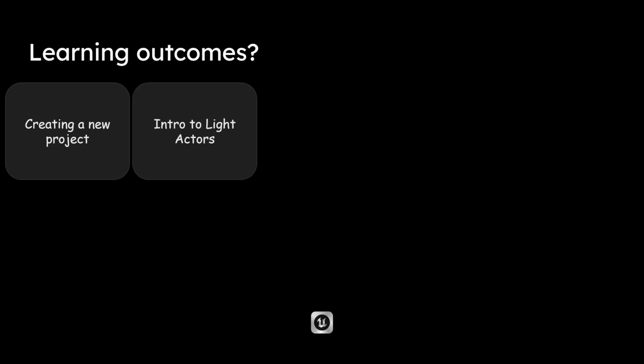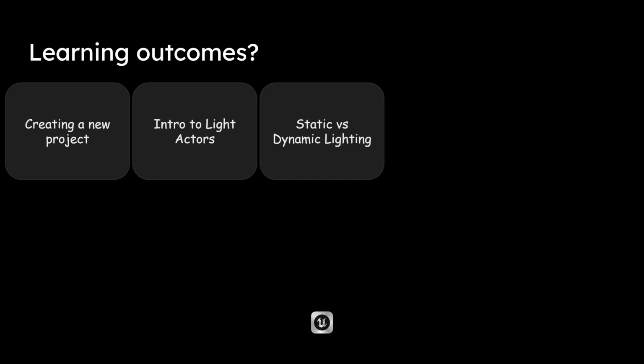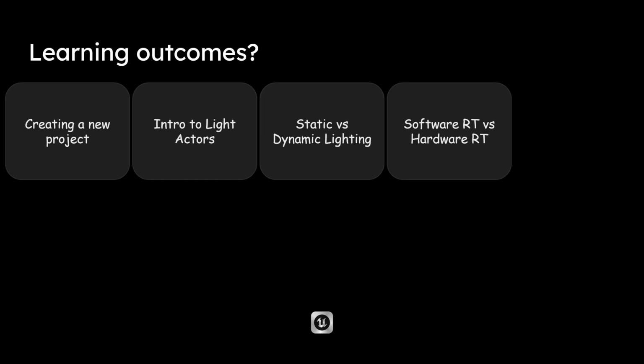So let's start with the learning objectives. What are the learning outcomes of this video? First, we will go through the Epic Launcher and configure the project settings to maximize the effectiveness of Lumen and MegaLights. Then you will get fundamental knowledge of the different light actors inside Unreal Engine 5.5. We will talk about the differences between static and dynamic lighting, and more details about light mobility. Then you will be able to differentiate between software ray tracing and hardware ray tracing, and when to use each one of them depending on the case you are in.